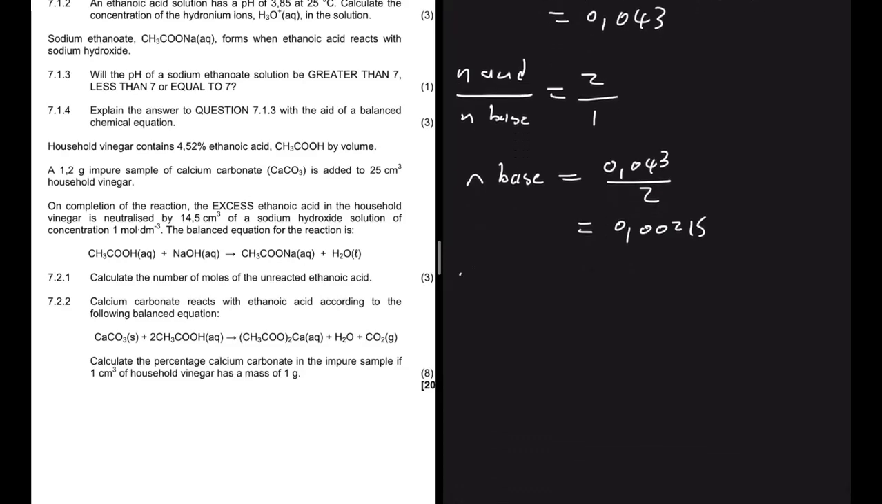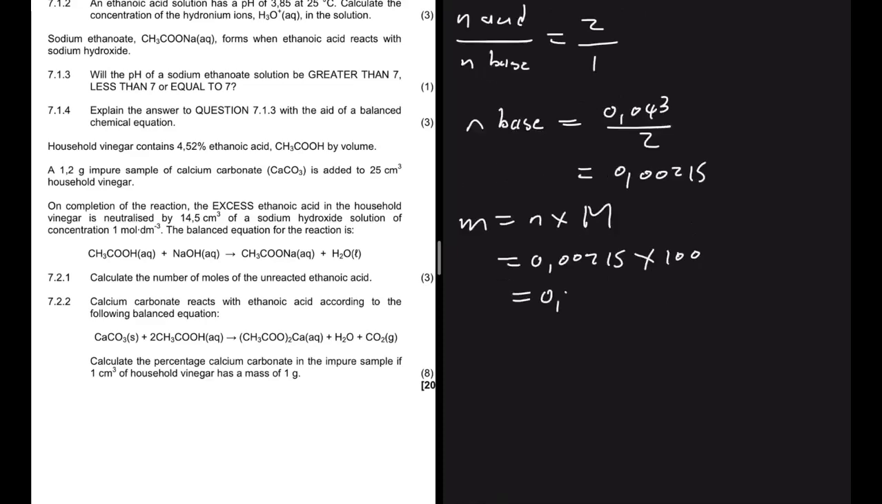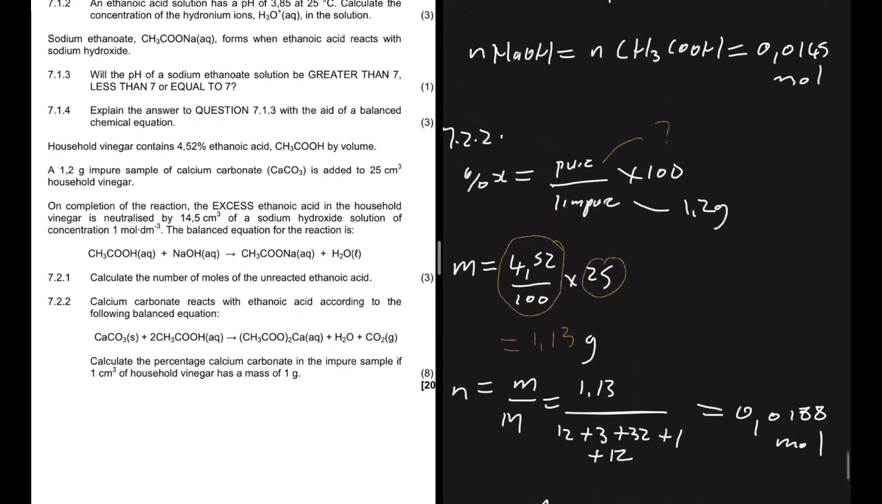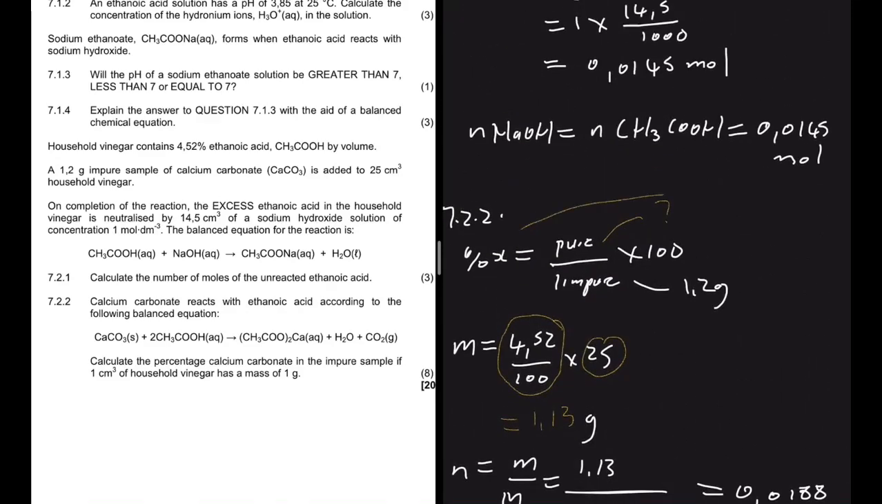So we're going to say that the mass is given by the number of moles multiplied by the molar mass. So this will be 0.00215. And what's the molar mass of calcium carbonate? That's 100, right? Which is 0.215, right? So now we can come back to our formula for the percentage purity, right?